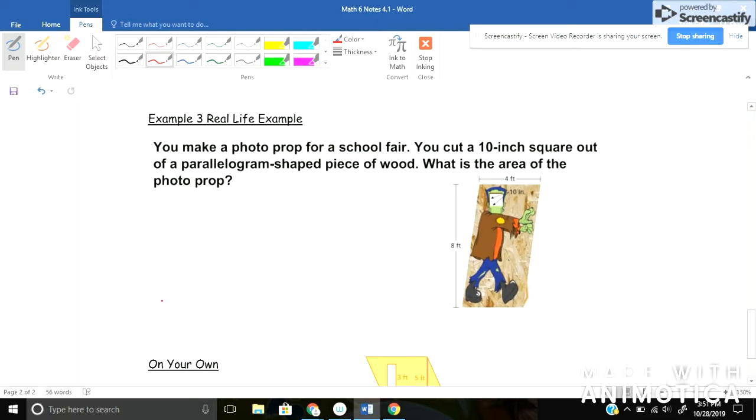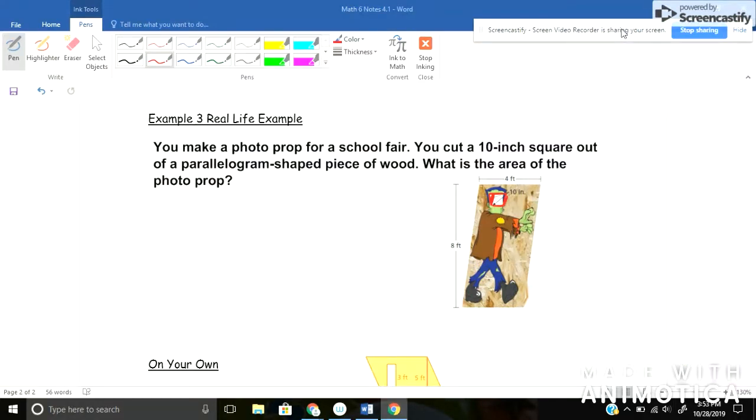All right, on to the real life example and the last problem that we've got for today. You make a photo prop for school. You cut a 10-inch square out of a parallelogram shaped piece of wood. What is the area of the photo prop? So you see that this area here is cut out. So if that's not there, we wouldn't count that as part of this area. So we'd actually have to take this amount and subtract it from our total amount that we find. We'll do that in the next section.